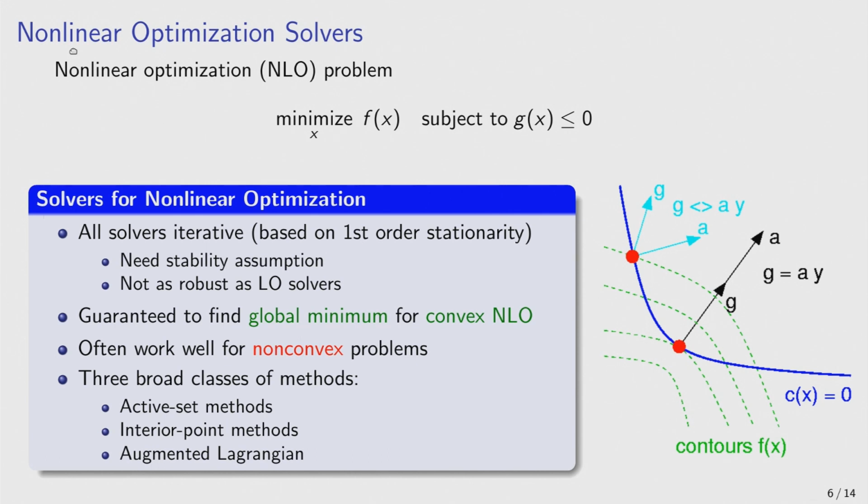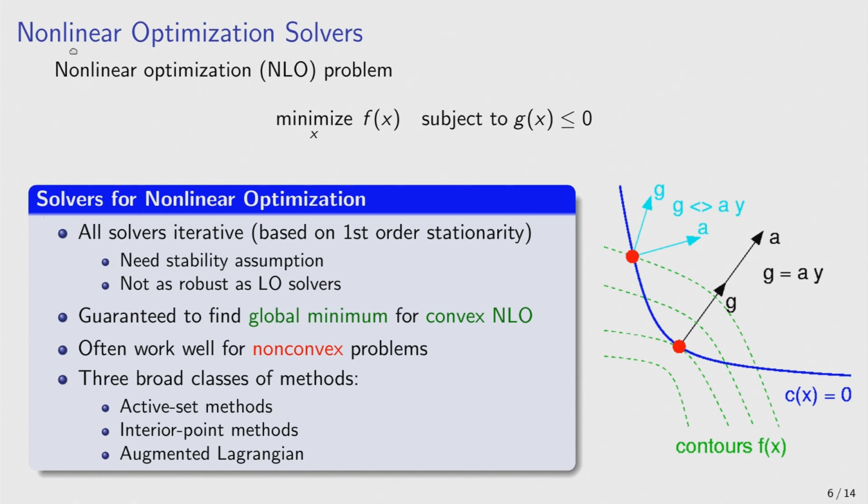So all our solvers are iterative. They're not as robust as linear optimization solvers. However, they are guaranteed to find the global minimum for convex nonlinear optimization problems. So all the solvers that are out there, they converge to first-order stationary points. And there's a theorem that says for a convex problem, a first-order stationary point is a global minimum. And they often work well for non-convex problems. So on power grid problems, for example, I've experienced that they work really quite well. And those are non-convex problems that we'll see tomorrow.